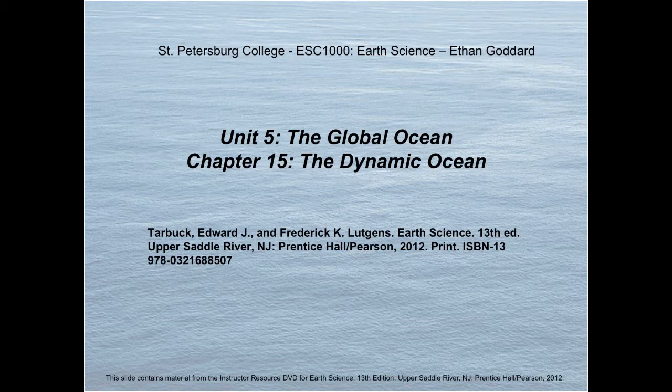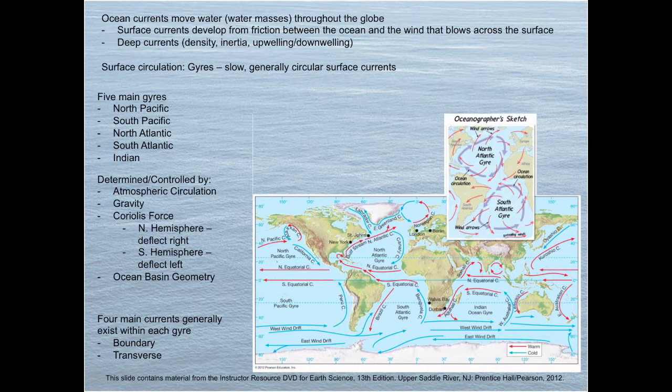So the first section, we're going to be looking at large scale ocean processes, large scale ocean circulation and deep water circulation. Ocean currents move water, or scientists view them as water masses, not discrete blocks of water, but water tends to move in large masses throughout the globe. Surface currents develop from friction between the ocean and the wind that blows across the surface.